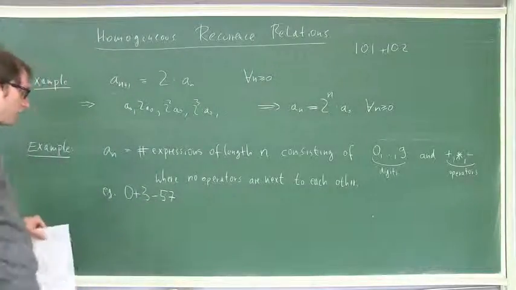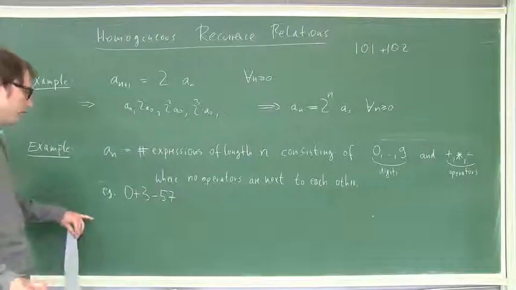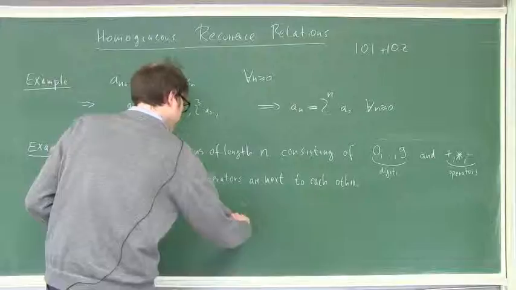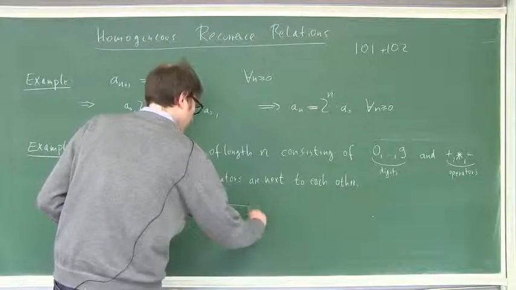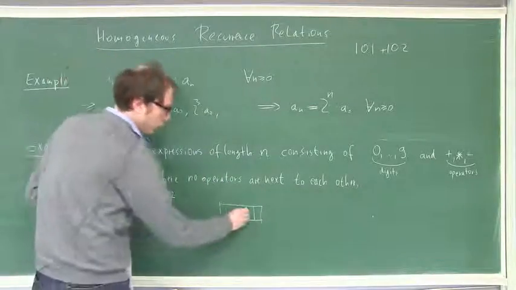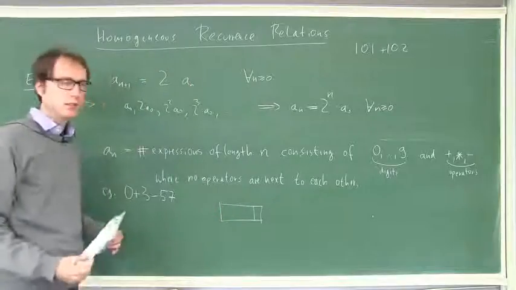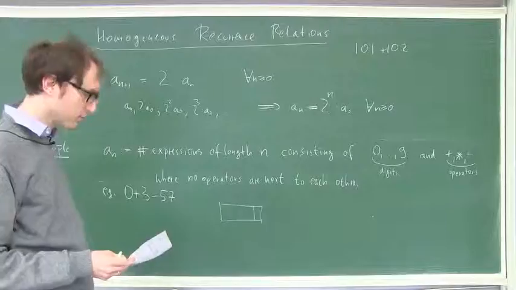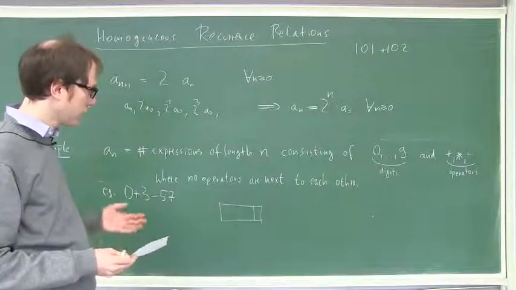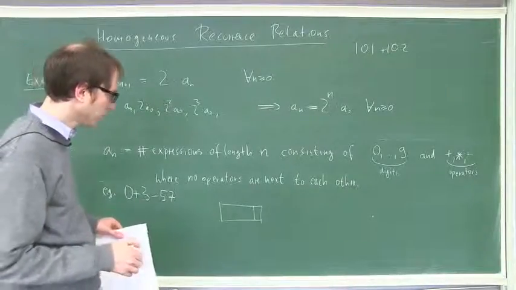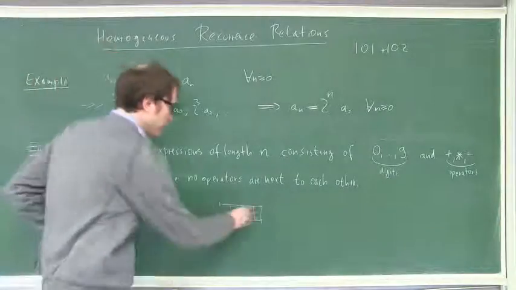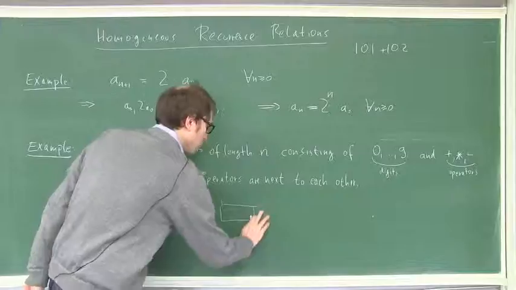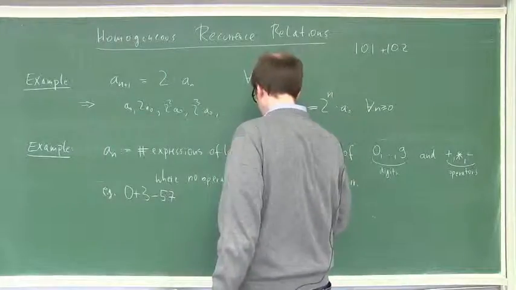How do you do that? Well, you think about your expression, and you look at the very last digit or operator, and there are essentially 2 cases here. The first case is that this is a digit.